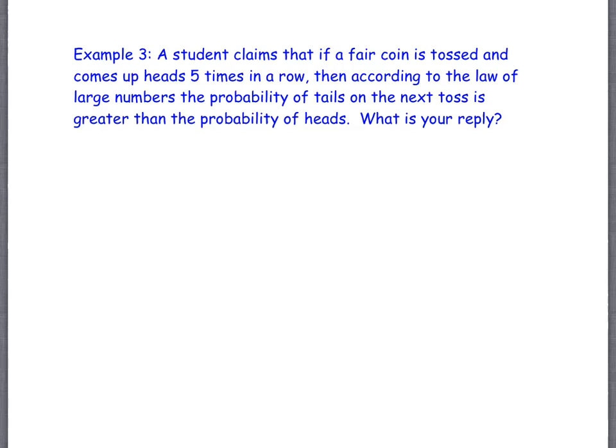A student claims that if a fair coin is tossed and comes up heads 5 times in a row, then according to the law of large numbers, the probability of tails on the next toss is greater than the probability of heads. What's your reply? There's several things that we need to hit on here. So somebody give me one issue of what their reasoning is. That's a very good point, Lydia.